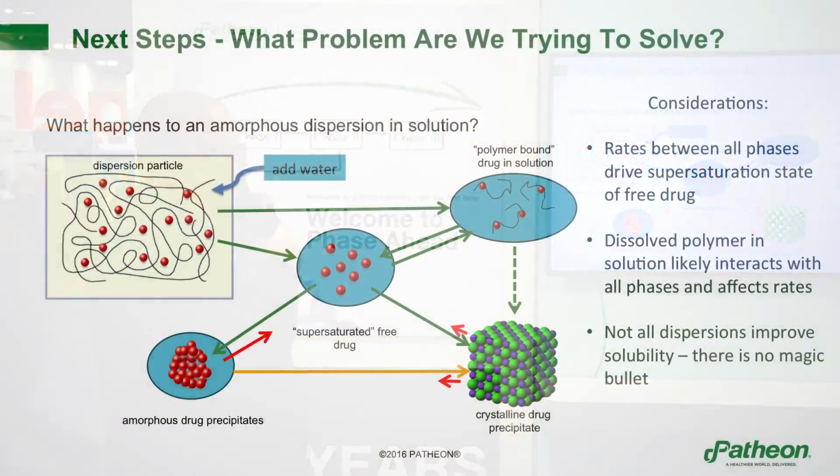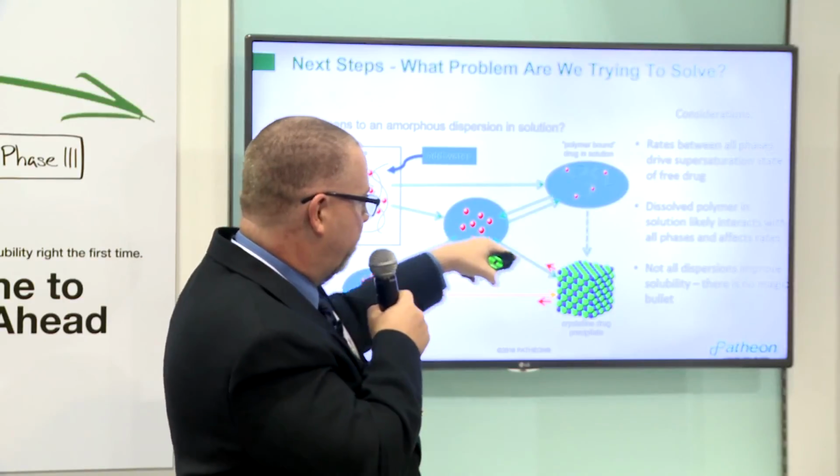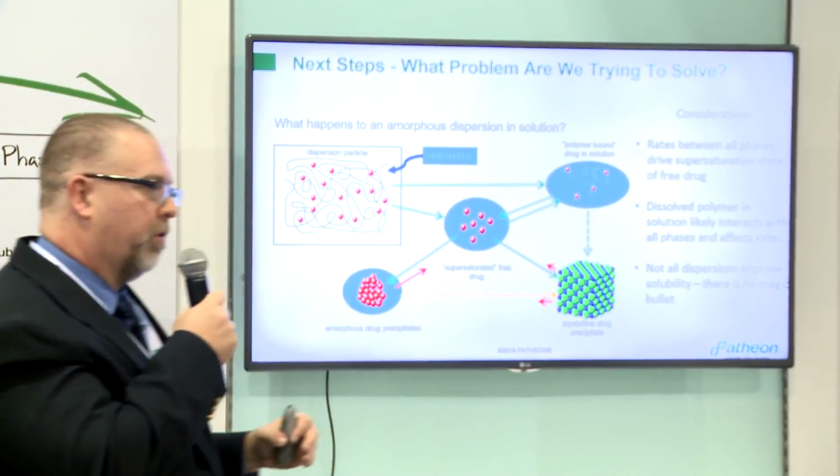So the next step is solving this problem where you've got this very complex arrangement of kinetics and thermodynamics. You've got a solid dispersion, you add water, you immediately start to see supersaturated free drug, but it's also going to be in partition with polymer and solution, and the extent to which that occurs depends on the drug and the polymer and the nature of those two. You also will see crystallization either directly from the colloidal suspension or from the supersaturated state. You also see agglomerates which themselves can move towards crystalline.